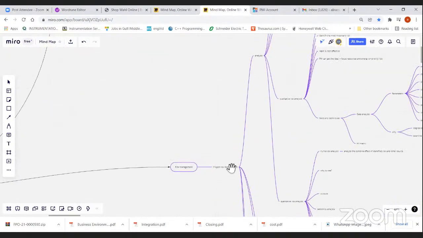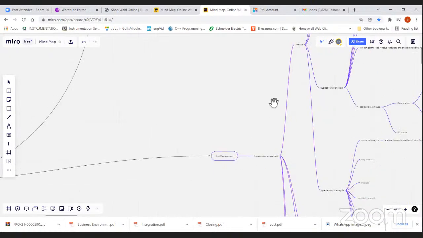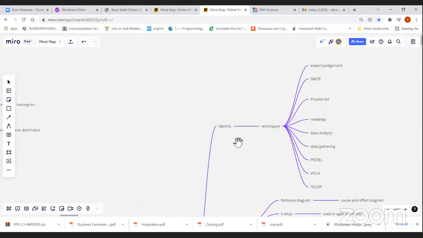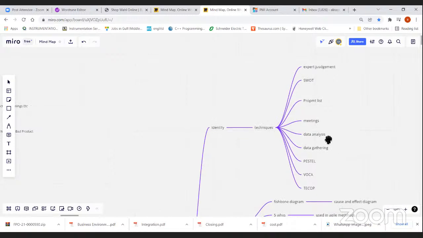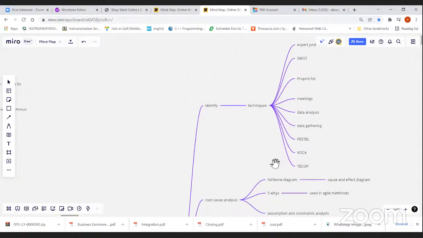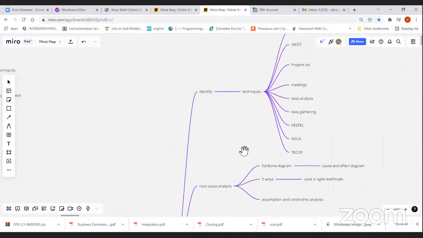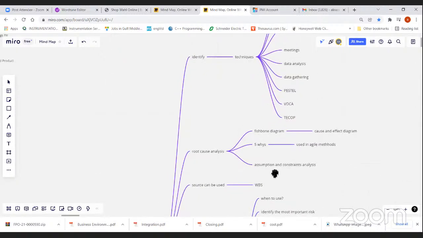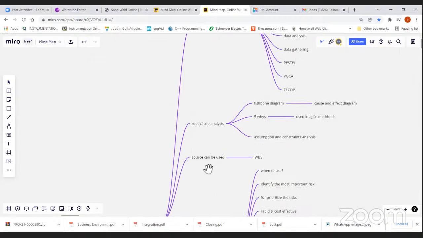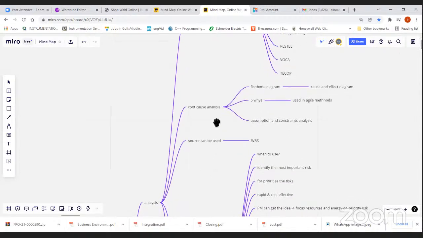Okay. In the risk management, we have project risk management. We have identified the risk, then we use the different techniques: expert judgment, SWOT, prompt list, meeting, data analysis, data gathering, PESTEL, VUCA, and TCOP. Then root cause analysis, fishbone diagram, where we are covering the cause and effect diagram. Basically, these are the same 5 whys used in agile method, assumption and constraint analysis. Source can be used, work breakdown structure.